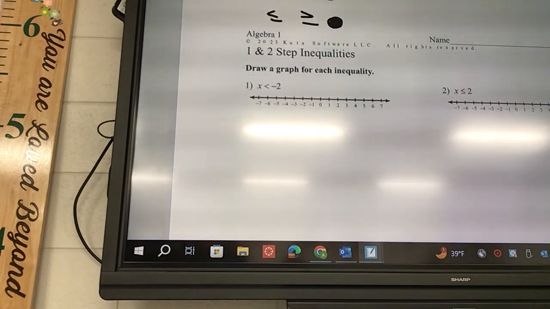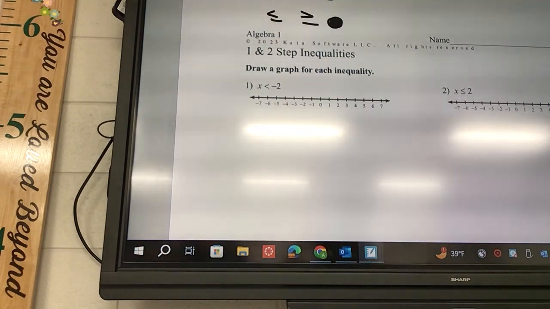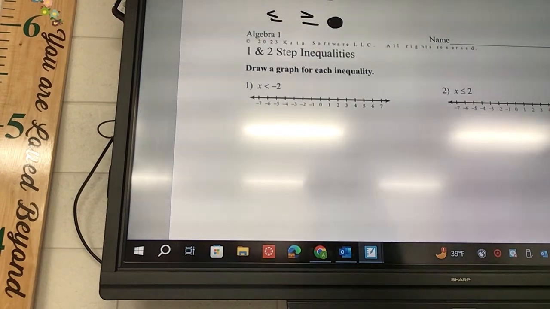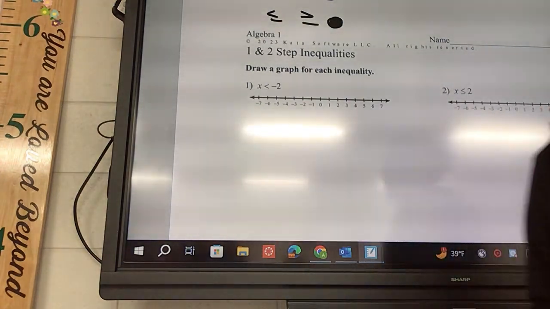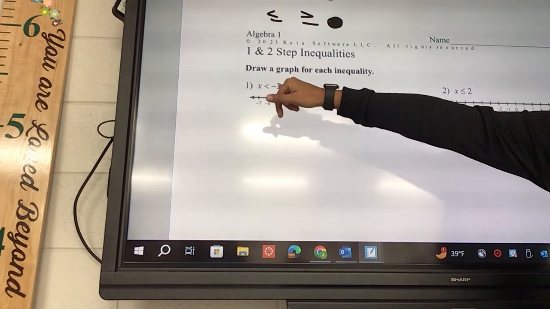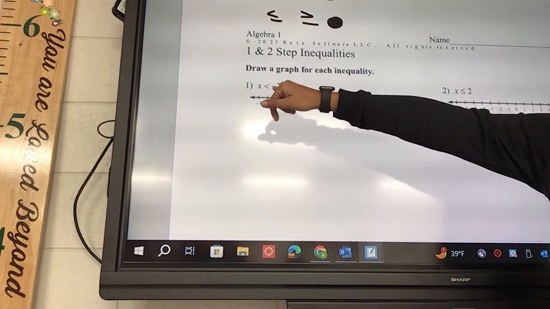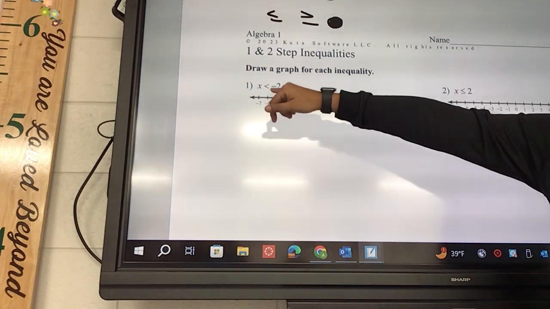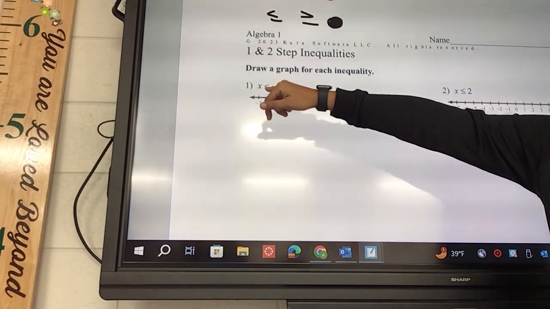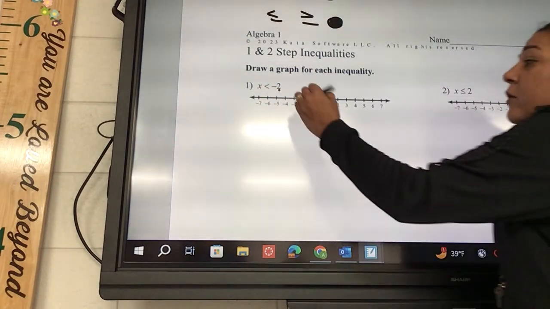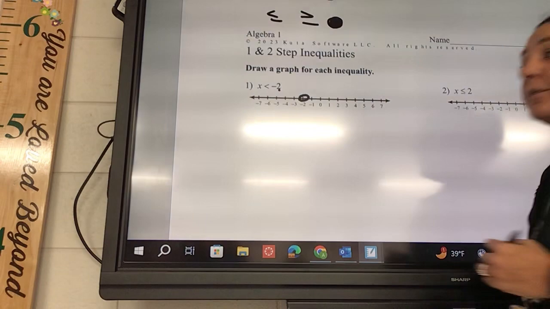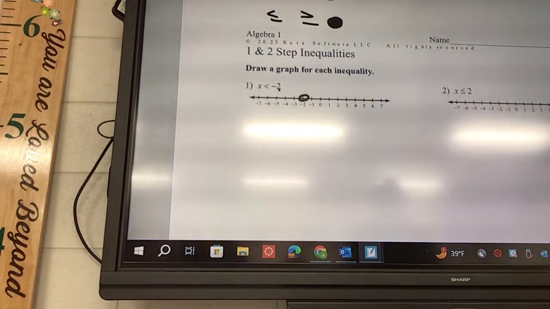Okay, so the front page is very easy, other than figuring out which way to draw, which to me is the hardest part for most of you guys. Okay, so we're going to go to the -2 on the number line. Should this be an open or closed dot? Open. So go to the -2 and make an open dot on the -2.